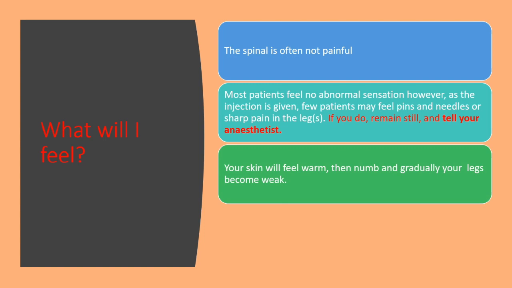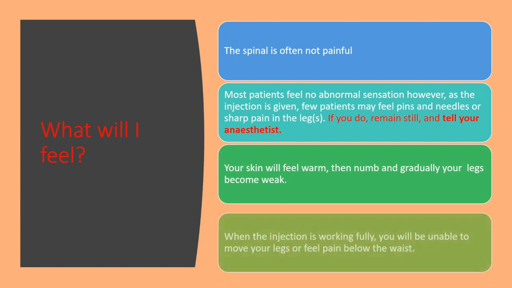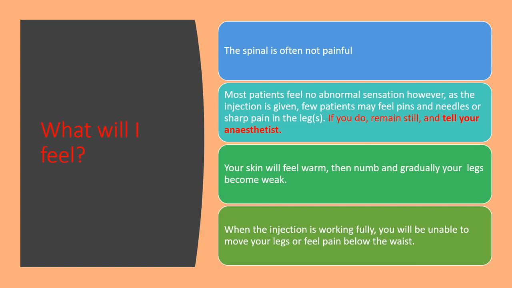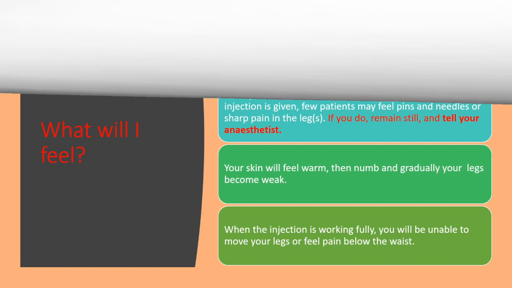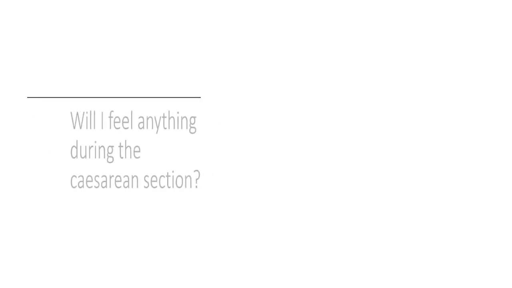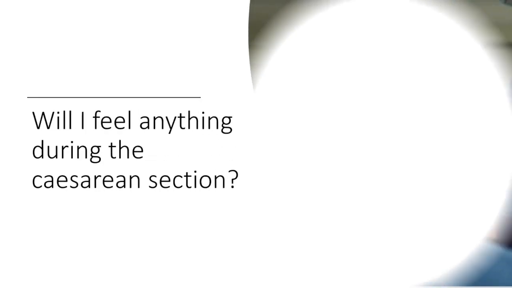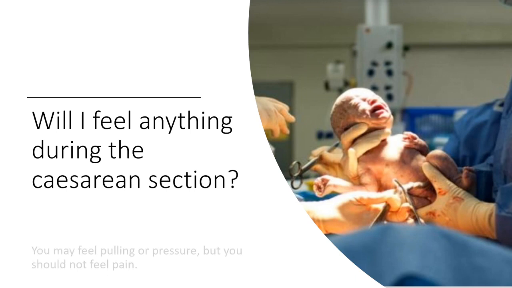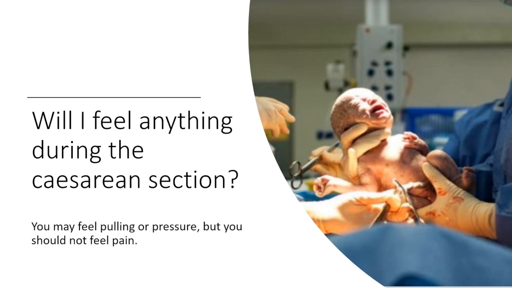Your skin will feel warm, then numb, and gradually your legs will become weak. Once the spinal has taken full effect, you will not feel any pain from your waist down, and you will not be able to move your legs. This is normal and essential to perform the surgery. Your legs usually return to normal in 6 to 8 hours. During the cesarean section, you may feel pulling or pressure, but you should not feel any pain.